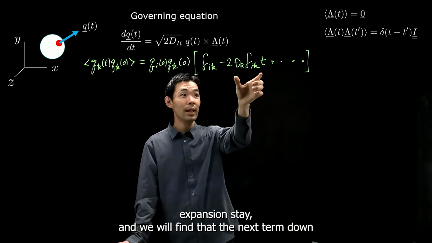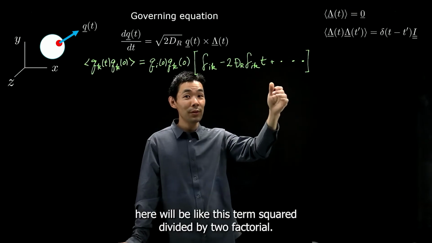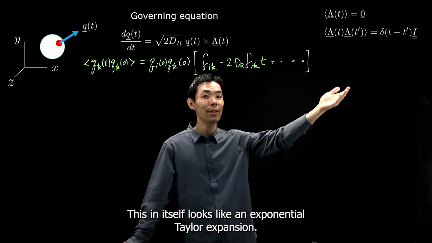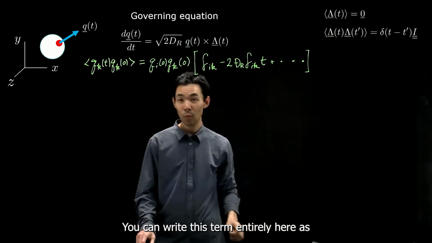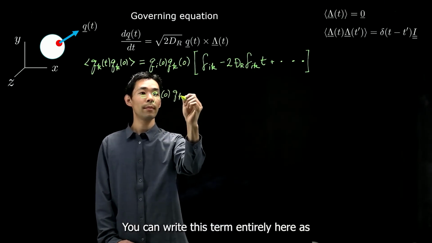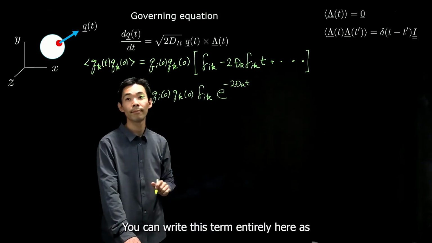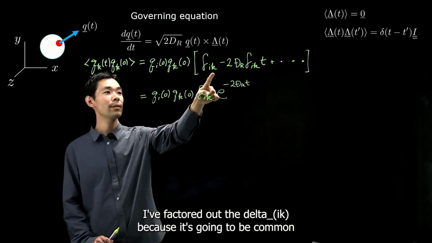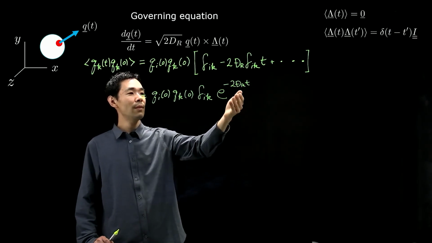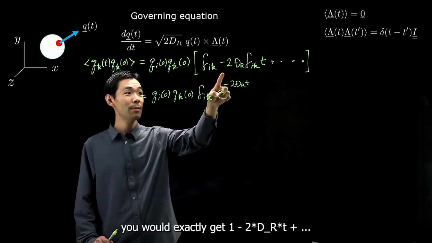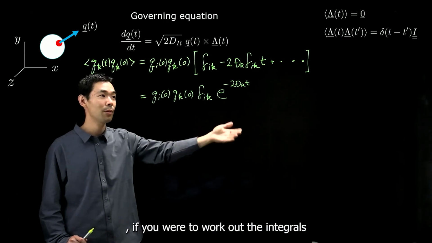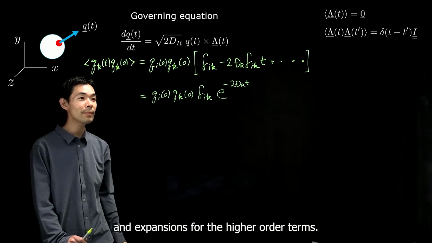And what we will find is that the next term down here will be like this term squared divided by 2 factorial. So this in itself looks like an exponential Taylor expansion. So what you can do is to write this term entirely here just like that. So I've factored out the delta ik because it's going to be common in every single term. And e to the negative 2 drt, if you were to Taylor expand that out, you would exactly get 1 minus 2 drt plus higher order terms. And this is exact. You'll exactly find this if you were to work out the integrals and the expansions for the higher order terms. So now this is very interesting.